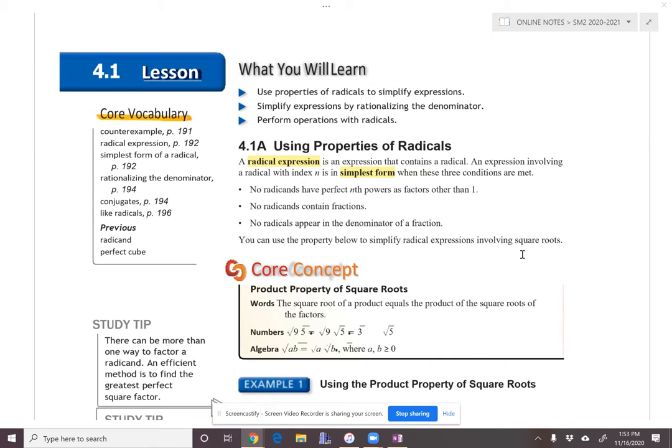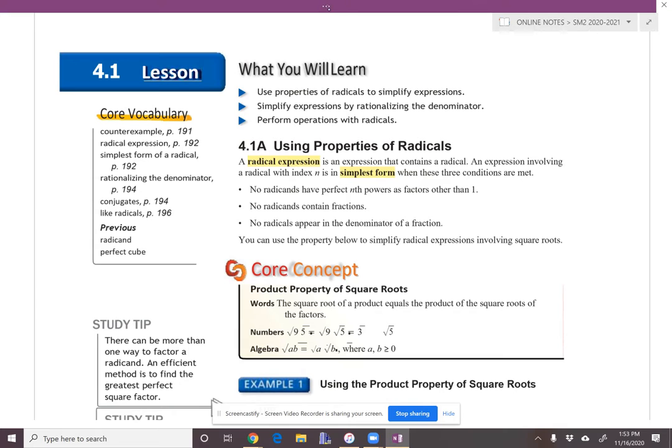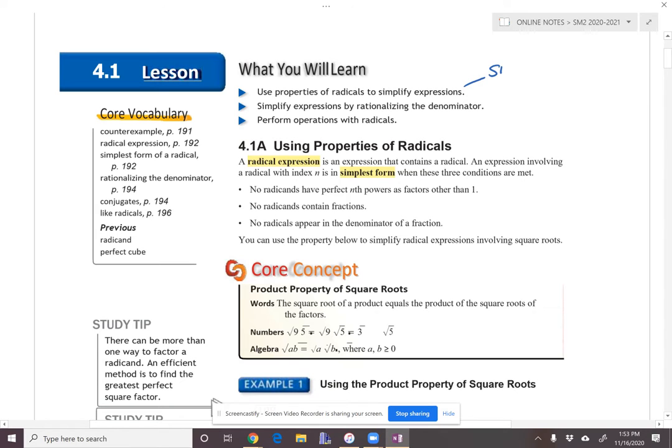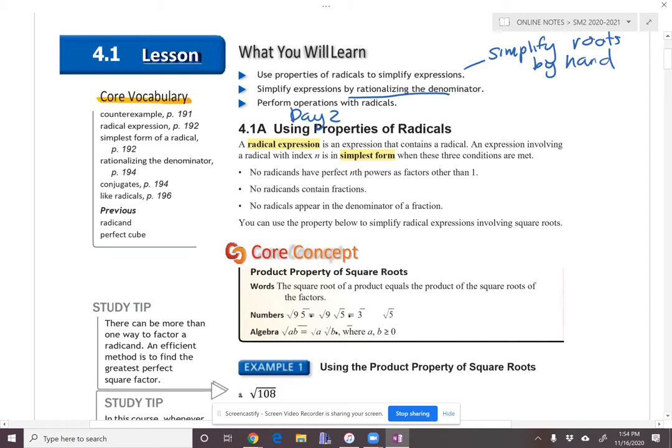Hey guys, 4.1. The big ideas of 4.1 that we need to understand are that we are going to mainly simplify radicals, which is just a fancy way of saying we are going to simplify roots, by hand, not using a calculator. And that's day one. This part that says rationalizing the denominator, that is not going to happen. Then day two is perform operations. So the first day alone is just simplifying roots by hand.